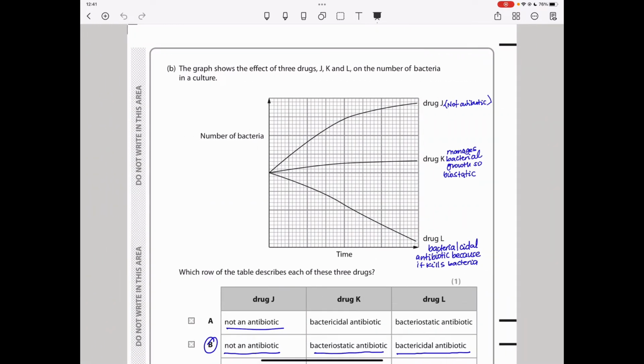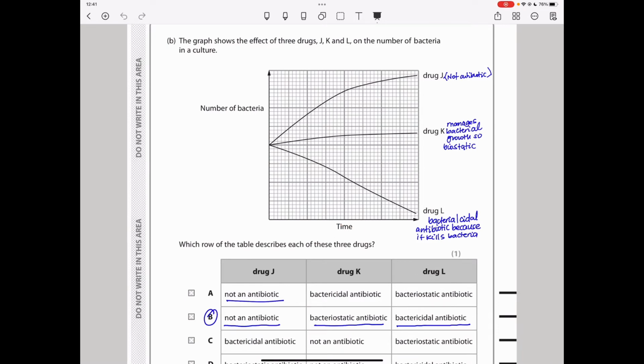This part here says, the graph shows the effect of 3 drugs, drug J, K, and L, on the number of bacteria in a culture. So we have the graph here. There is the number of bacteria on the y-axis, and we have time on the x-axis. So here we can see, the y-axis is basically number of bacteria. So here the number of bacteria will increase.